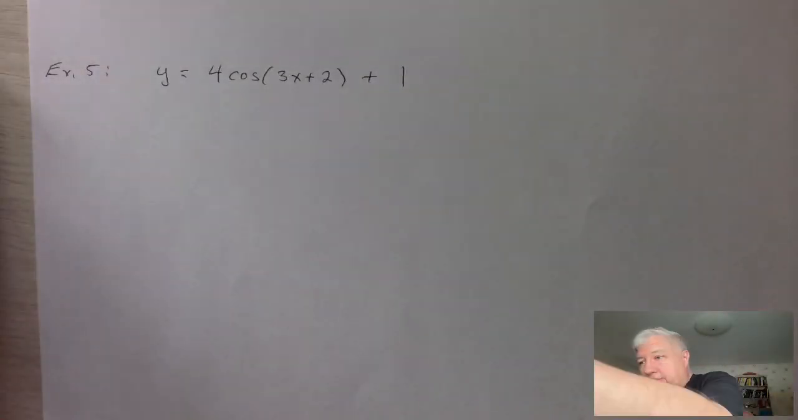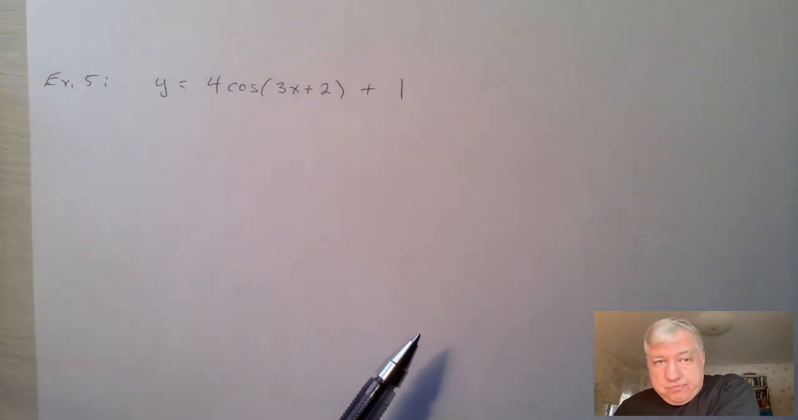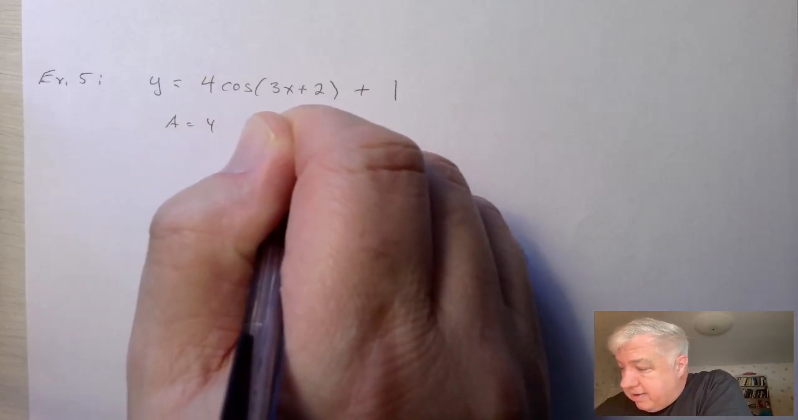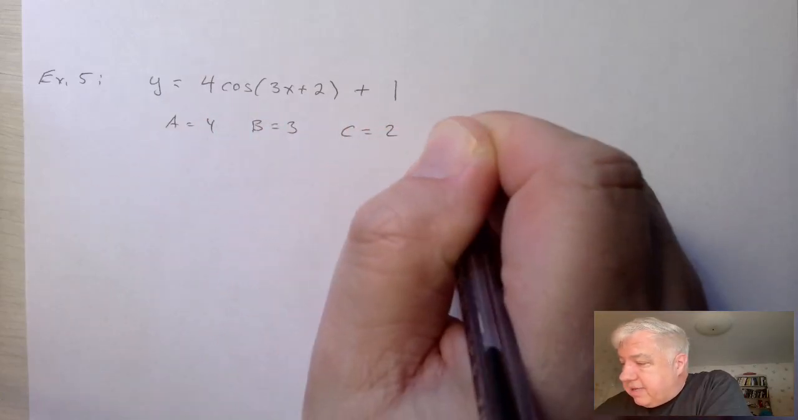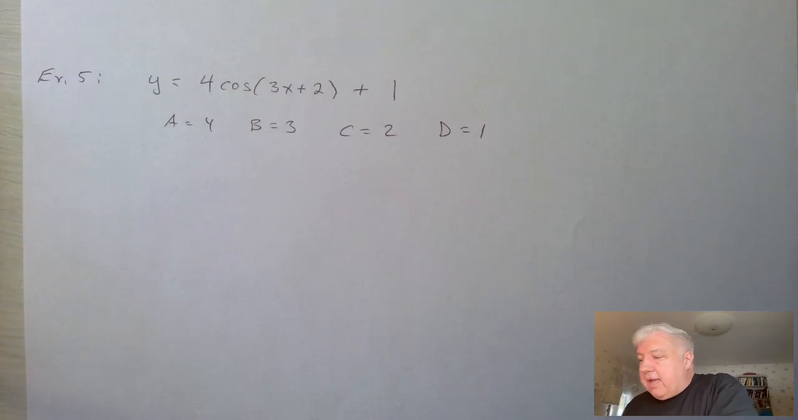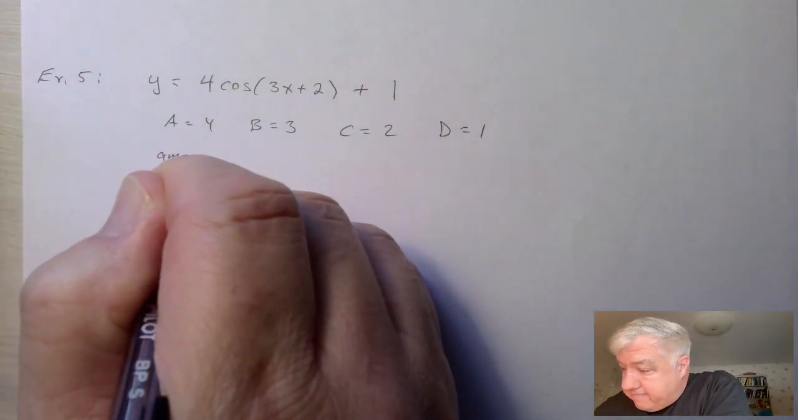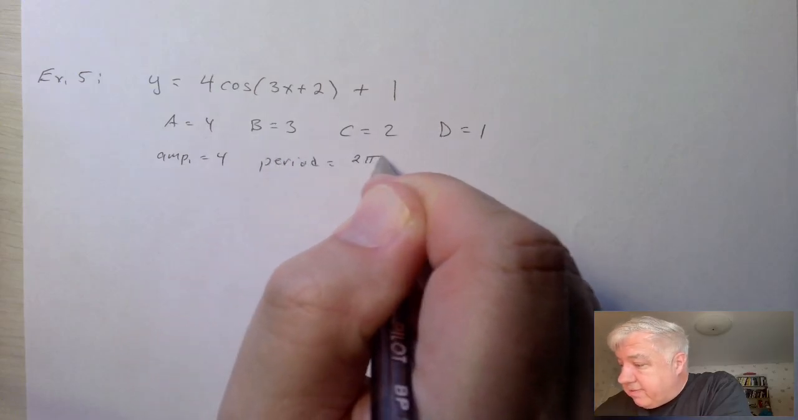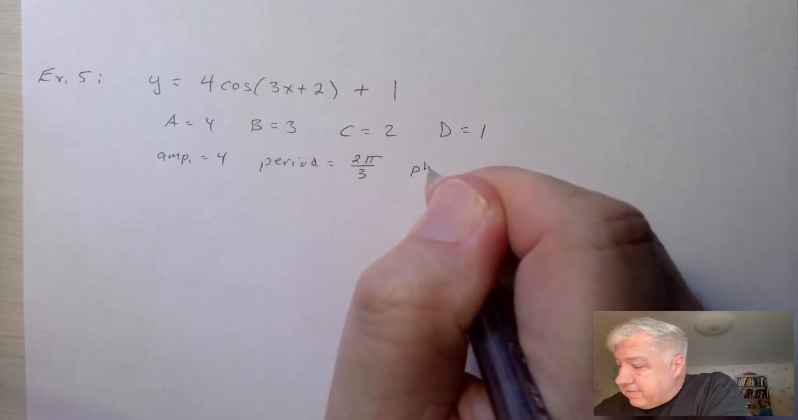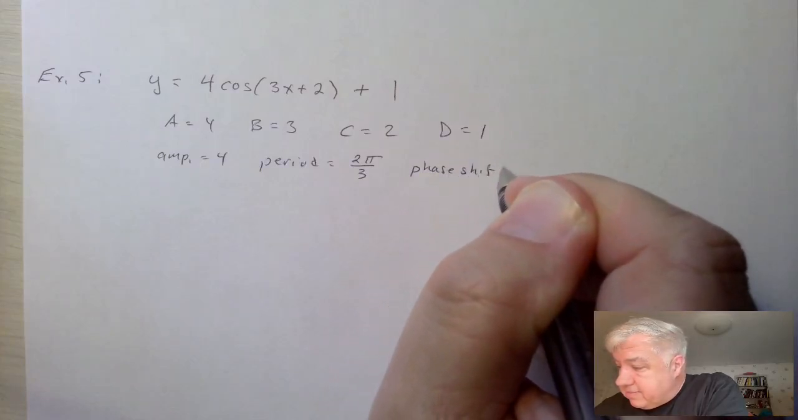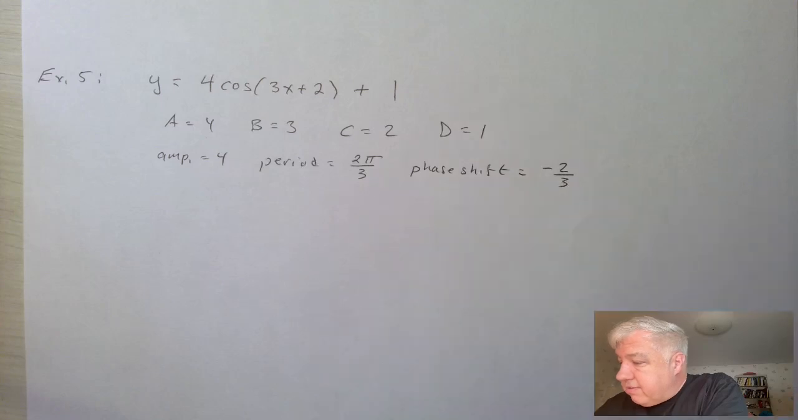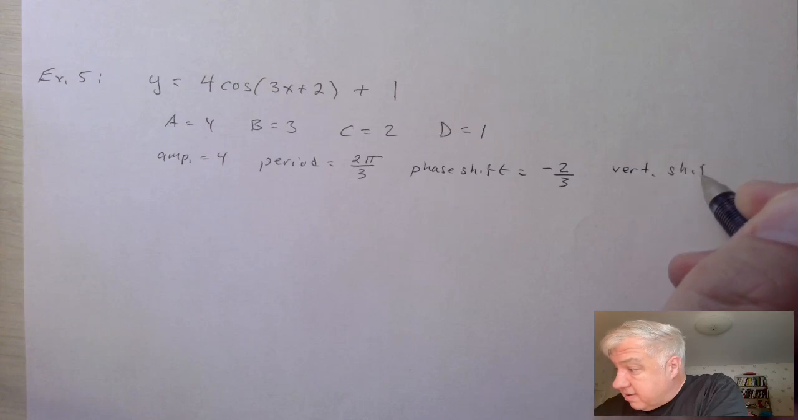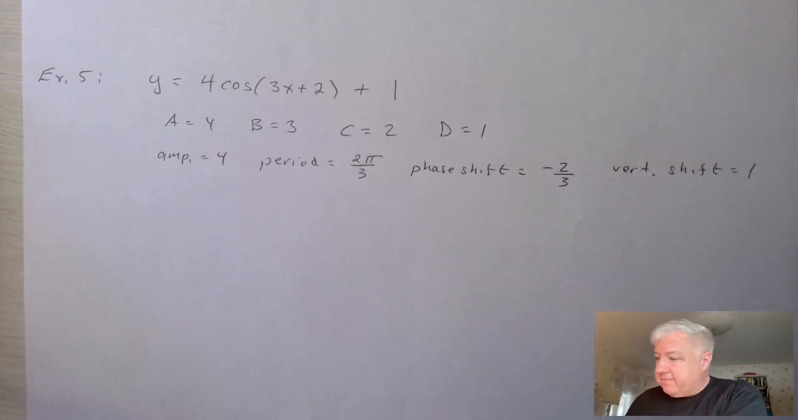Okay, so we did this. So let's look at, in this case, a is 4, b is 3, c is 2, and d is 1. And so the amplitude is 4. The period will be 2 pi over 3. The phase shift is negative 2/3, and the vertical shift is 1.